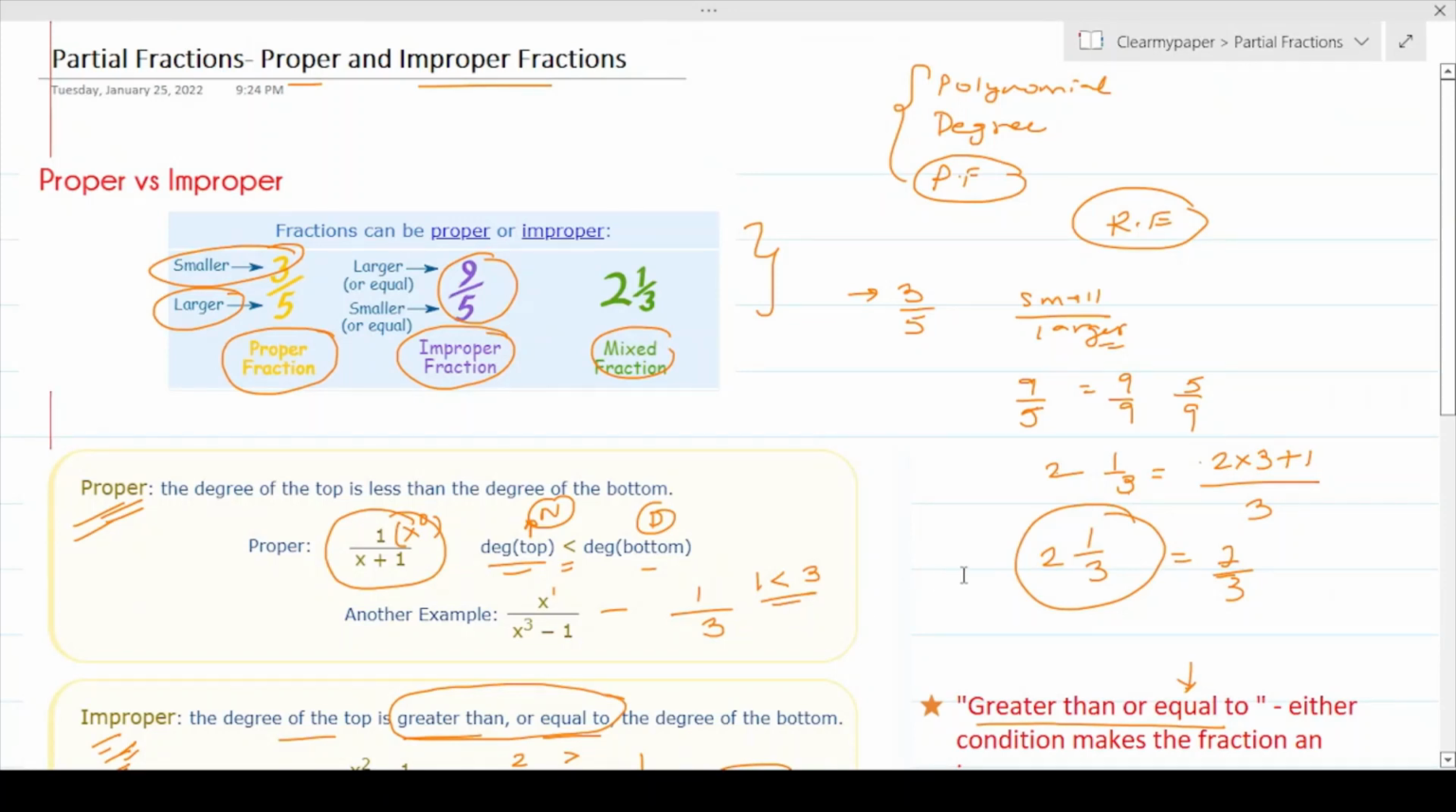So that's all we have on partial fractions, in which we discussed what proper fractions and improper fractions are. And we will see how to use them in detail in the next few videos.